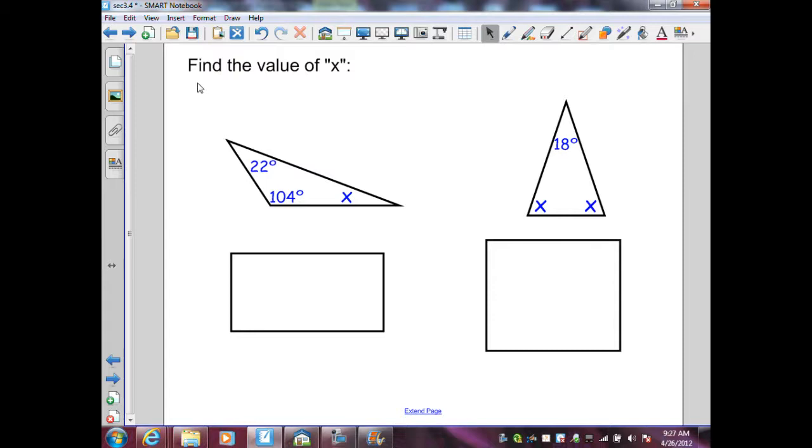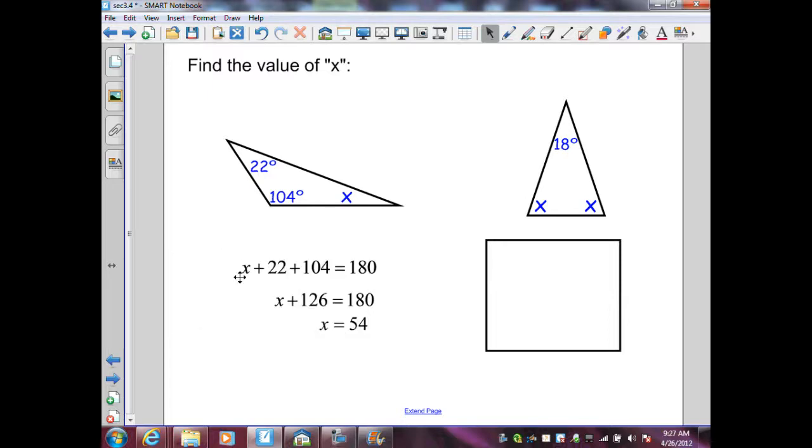Let's look at some examples. Here they want me to find the value of x in these triangles. I know from a previous slide the triangle angle sum theorem states that these 3 angles in this triangle must add up to 180 degrees. So I just take x plus 22 plus 104 equals 180. Simplify, x plus 126 equals 180. And when I subtract 126, I get x equal to 54 degrees.